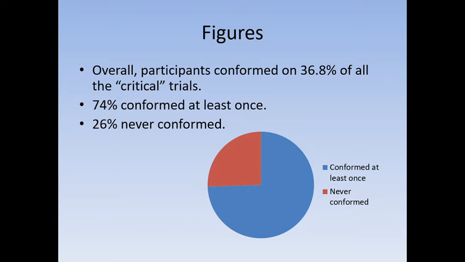74% of participants conformed at least once, and 26% never conformed at all. They always just gave the correct answer, no matter what other people said. So those are interesting findings. I don't know what you think of that. Seems like, given how obvious the correct answer is, 36.8% of critical trials getting a conforming response is actually quite high, 1 in 3.